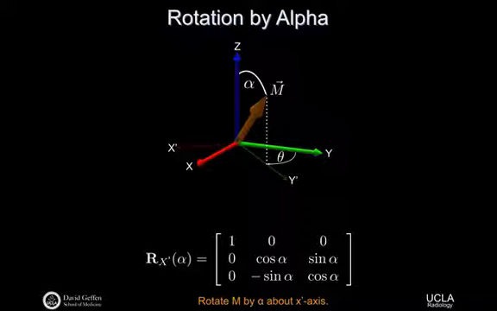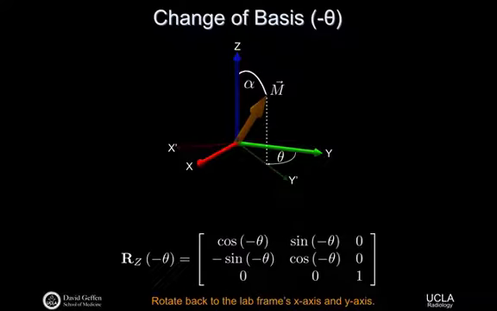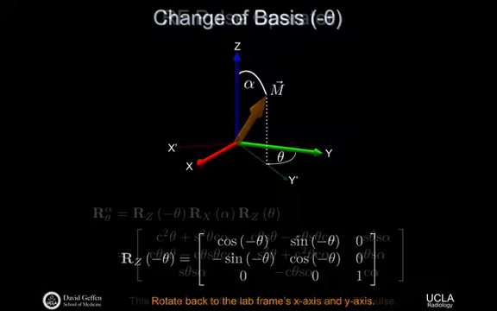And now if I want to express the components of my bulk magnetization back in my lab coordinates, the x, y, and z coordinates, not the x prime, y prime coordinates, then I just have to rotate back. And rotating back is just, say, by a minus theta. And so now I bring my coordinate system back to the x and y locations. And so that means that to mathematically describe where my bulk magnetization ends up is through the composite of three rotations. Change the basis by theta, rotate by alpha, and then change the basis back by minus theta. So there's three steps there.